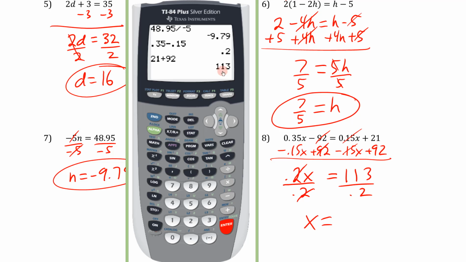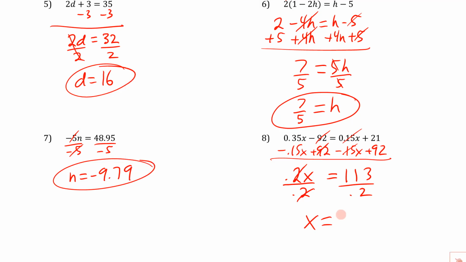So notice that we've already got the 113 in there. So I'm just going to hit the divide. It's going to recall that answer of 113. We're going to divide by 0.2. Hit enter, and we get 565. So we get x equals 565. So a little bit surprising that we'd have these decimal answers or decimal problem and then get a whole number here, but that works out just fine.